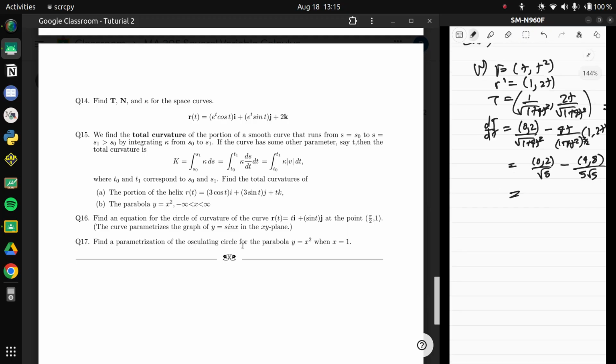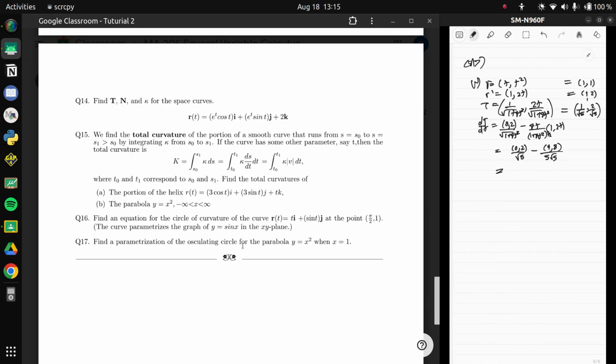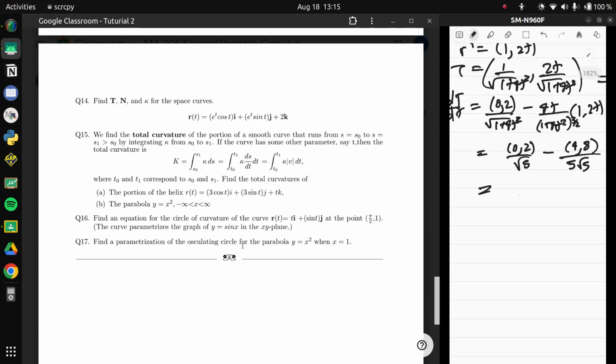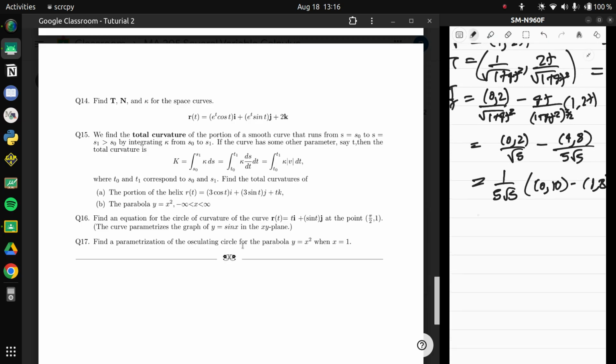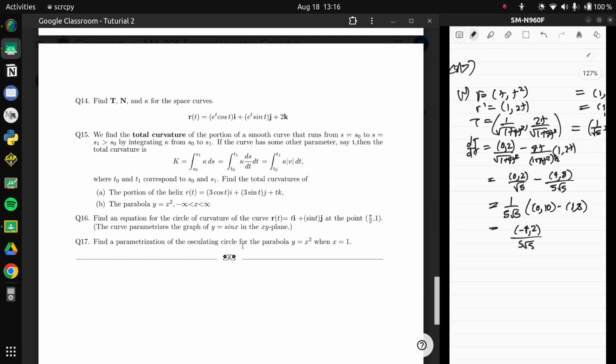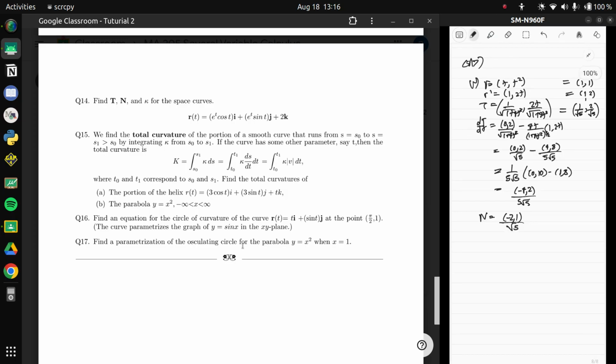Why is this taking so long? Wait, so I kind of simplified this, didn't I? Yeah, I did somewhere. Never mind, you can just calculate it directly. So this is like what? 1 upon 5 square root of 5 times (0 comma 10 minus 4 comma 8). This is something like just minus 4 comma 2 upon 5 square root of 5. Yep, that is your thing. So n is minus 2 comma 1, so it's just minus 2 comma 1 upon square root of 5. That is your n, and that pretty much gives you everything, right?